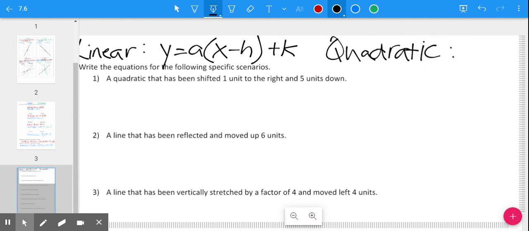So then when we're talking about quadratic, this is the one we worked with a lot lately. We have y equals a(x minus h) squared plus k. So a 2 makes a U. 2 in the exponent is quadratic.